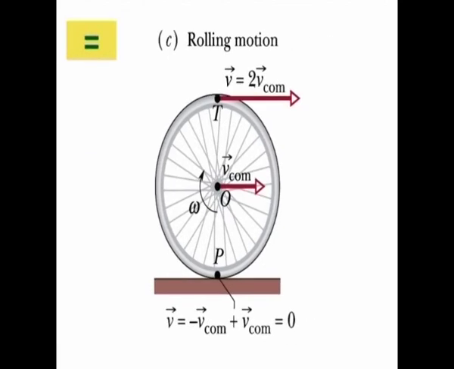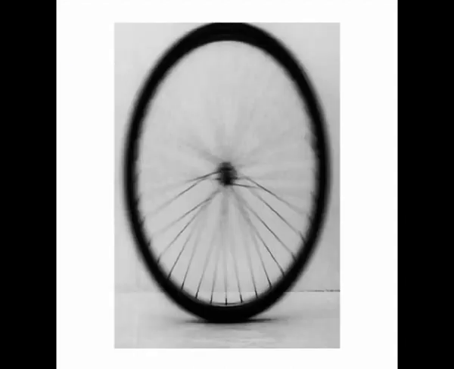Note that in this combination of motions, the portion of the wheel at the bottom, that is at point P, is stationary, and the portion at the top, that is at point T, is moving at speed 2 v-com, faster than any other portion of the wheel. These results are demonstrated in this figure, which is the time exposure of a rolling bicycle wheel.